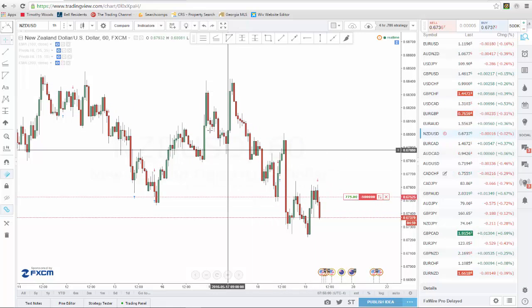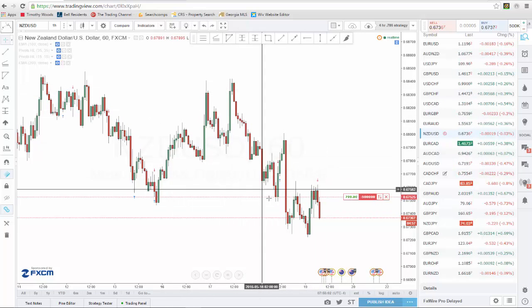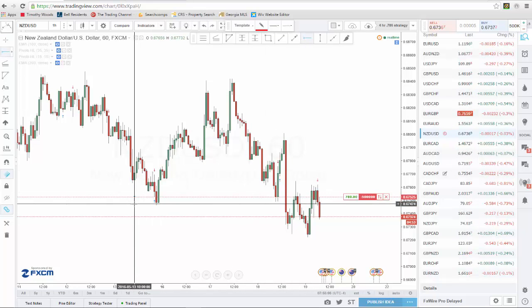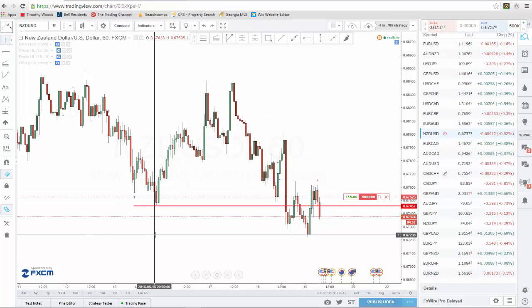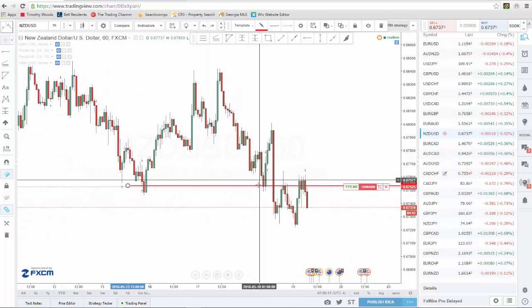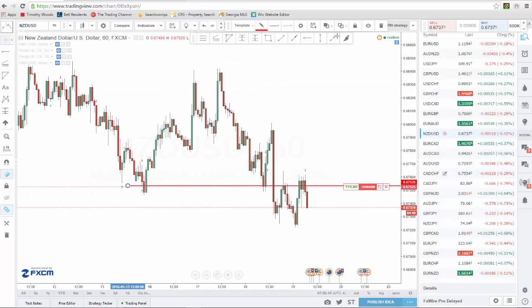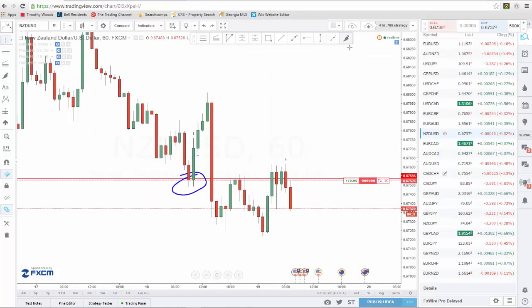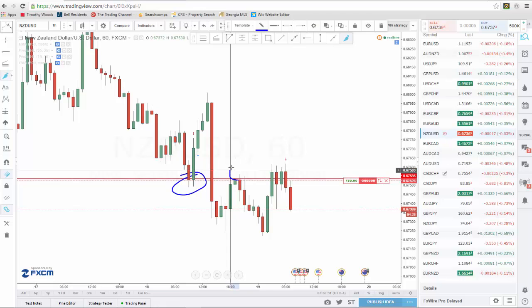So the first thing I noticed on my hourly chart is that we are in a downtrend. I know that because we most previously broke our lows here. These lows were violated. We came up to retest our support level here, and we were rejected by this long candle wick here.